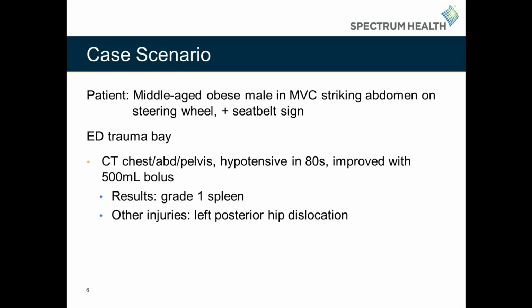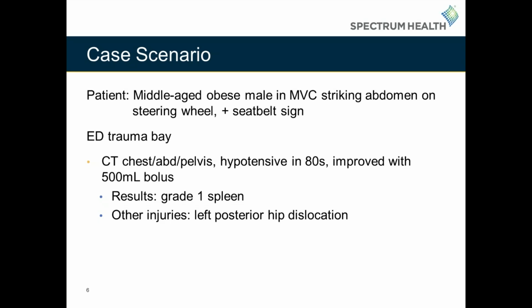But first, we had a middle-aged obese man. He was in a motor vehicle crash, about 55 miles per hour. So he struck his abdomen on the steering wheel and he had a positive seatbelt sign. He also had a longer extrication prior to arrival. And then he arrived to the ED trauma bay.